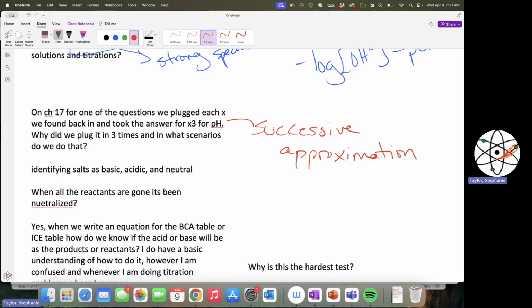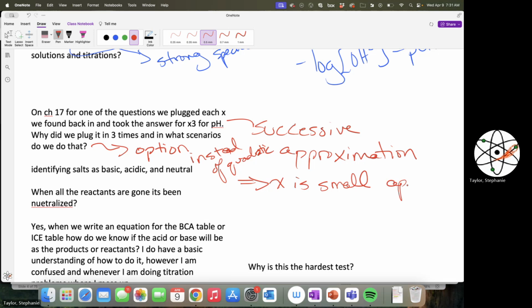In what scenarios would we do that? So essentially, the only time we would actually need you to do that is this would just be an option. We don't actually force you guys to do that this semester, at least. So this is basically just an option that you could use instead of the quadratic. But I will tell you that we still have a really big emphasis on using that X is small approximation basically all of the time.